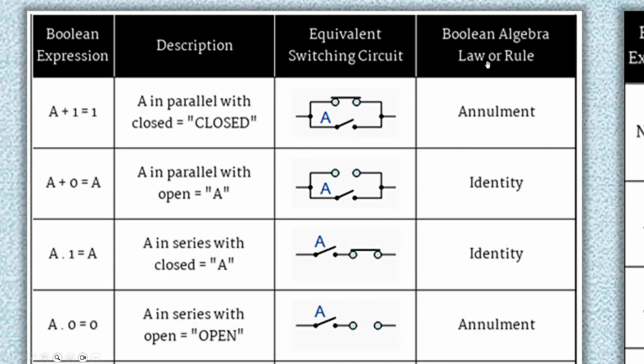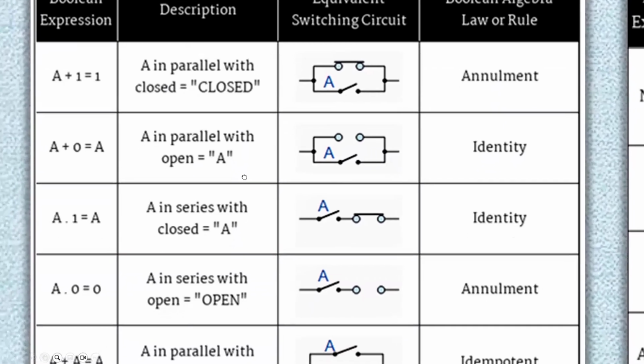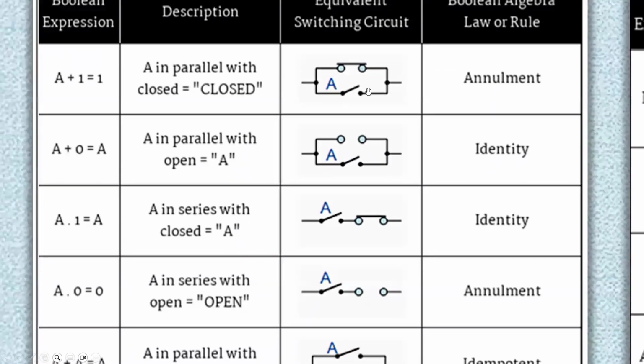This Boolean algebra law or rule is called annulment, because we're annulling the other input. We don't care about the other input. So we could just say it's don't carement. I think I just invented a new word. Alright, so now here's another one.